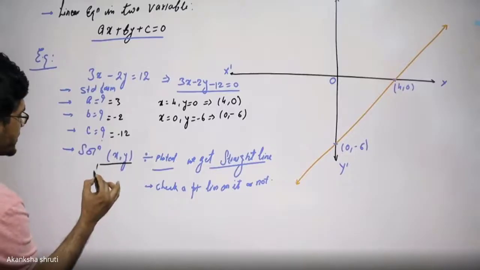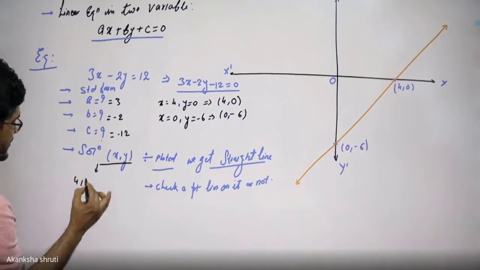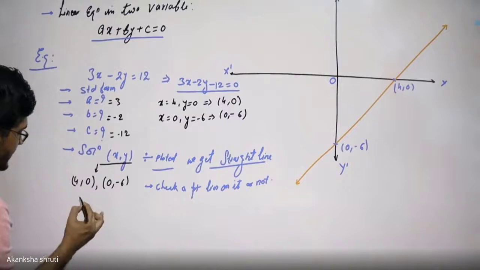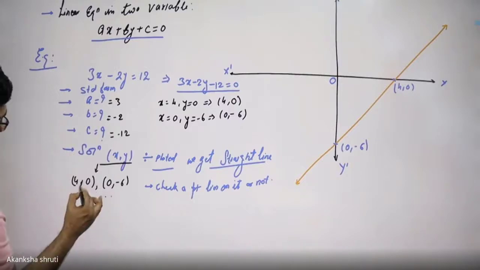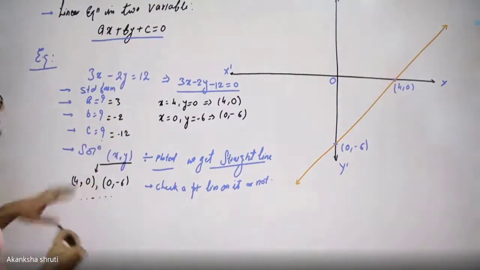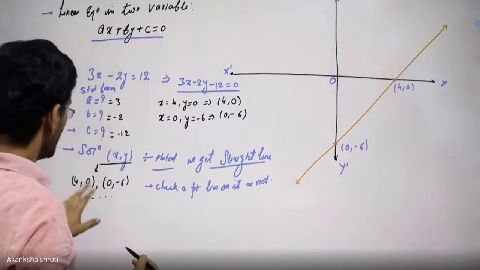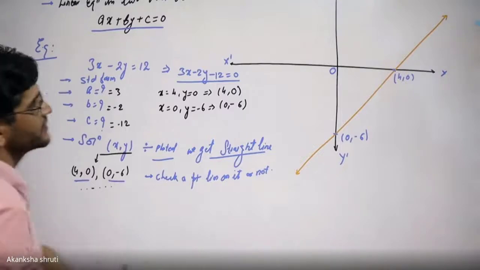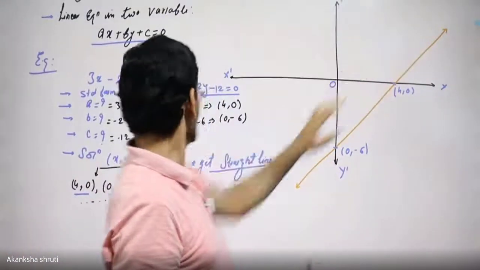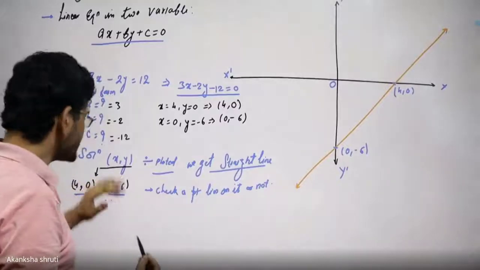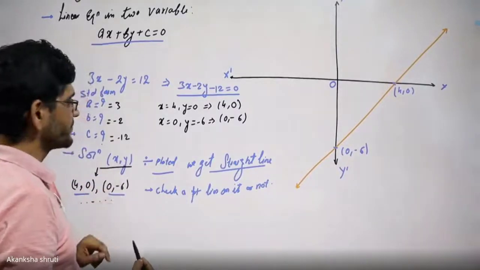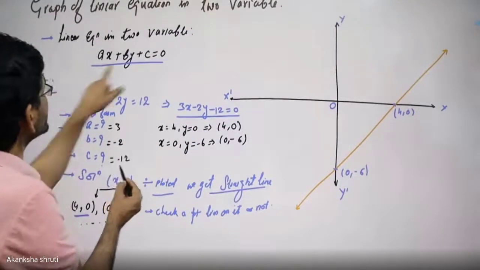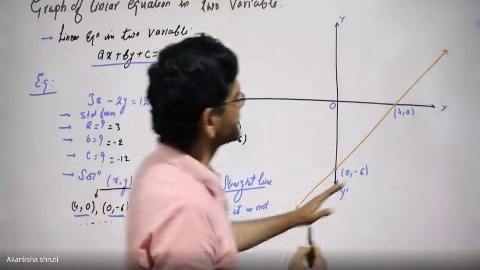Here we have written a few solutions, like (4, 0) and the other one (0, -6). There can be an infinite number of such pairs which satisfy this equation. They are the solutions. If we plot these points in the coordinate system and join them, these points being the solutions of the given equation, then we will get the straight line.